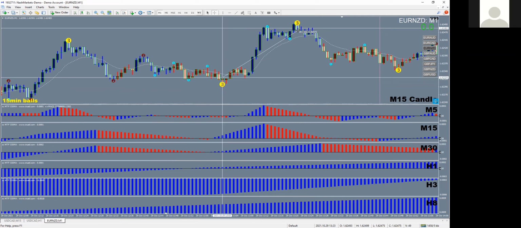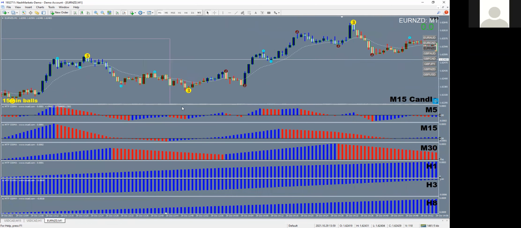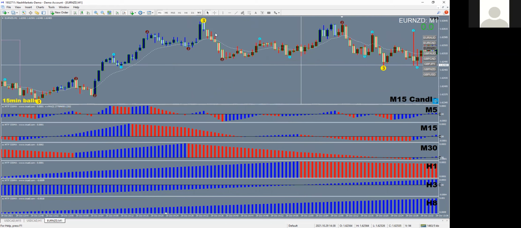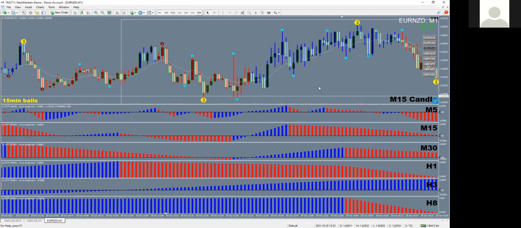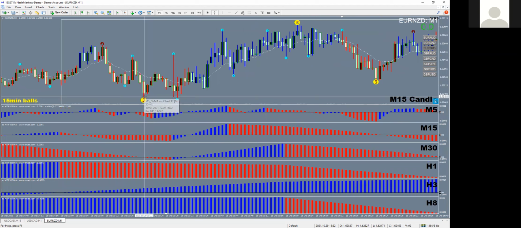Now three ball to three ball. Three ball to three ball: 25, 67. Three ball to three ball: 11, 78. Three ball to three ball: 96. Three ball to three ball: 106 pips. Let's stop there.